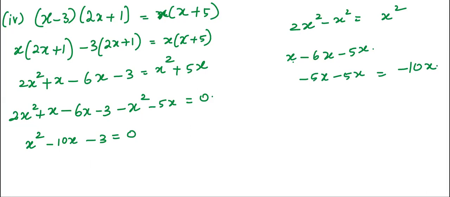Now let's see if this is a quadratic equation. Ax square plus bx plus c is equal to 0. Yes, there is an x square term, then there is a bx, and there is c also. The highest power of this equation is 2. So this is a quadratic equation. Okay, next question.